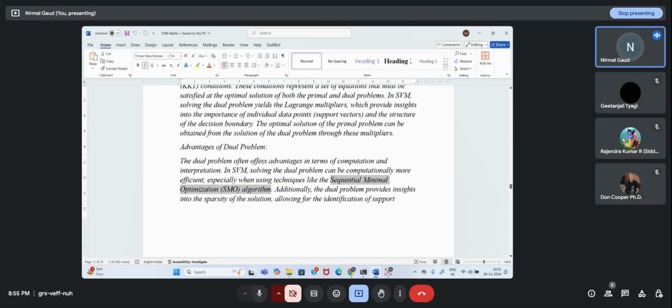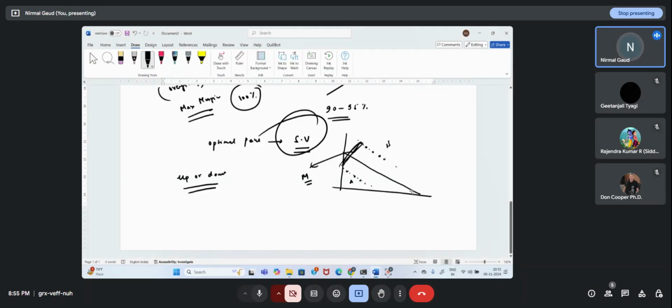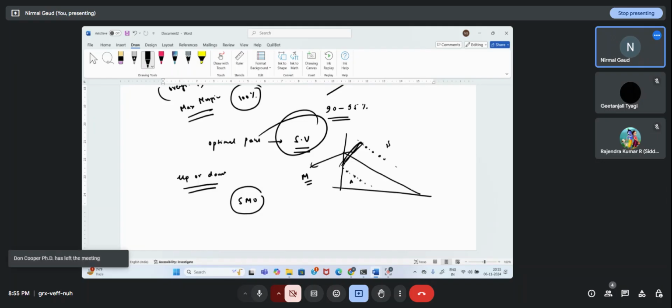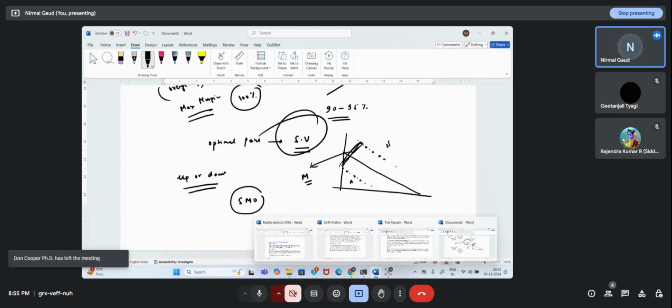The dual problem offers advantages in computational interpretation, and in solving the dual problem, it is computationally efficient, especially using the technique SMO. So what is SMO? Obviously, you will get stuck in the dual problem, as I already told. And to solve the dual problem, it's saying that you have to follow SMO, sequential minimal optimization. So what is this SMO?